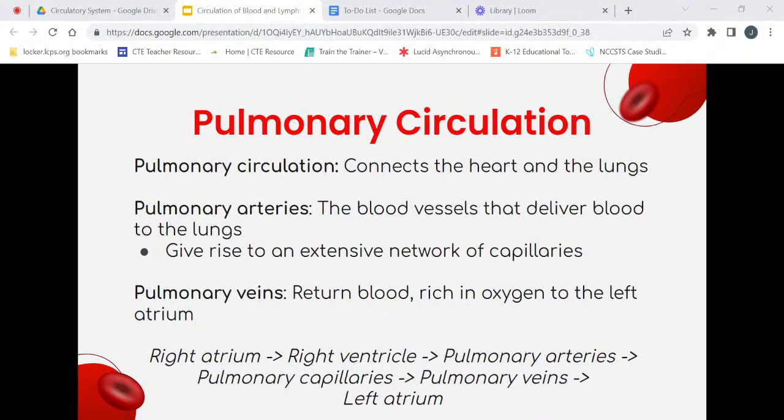You have pulmonary arteries, which are the blood vessels that deliver blood to the lungs, and then pulmonary veins, which return blood rich in oxygen to the left atrium. So if you're following the blood flow through pulmonary circulation, it would be right atrium to the right ventricle, to the pulmonary arteries, to the pulmonary capillaries, to the pulmonary veins, ending in the left atrium.